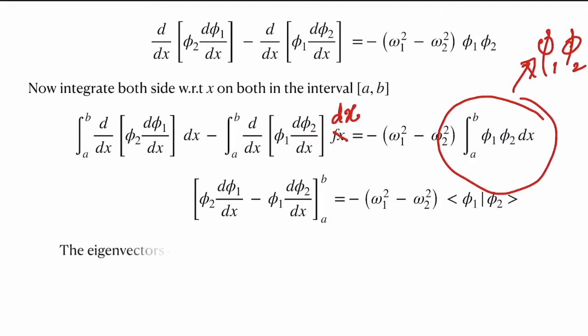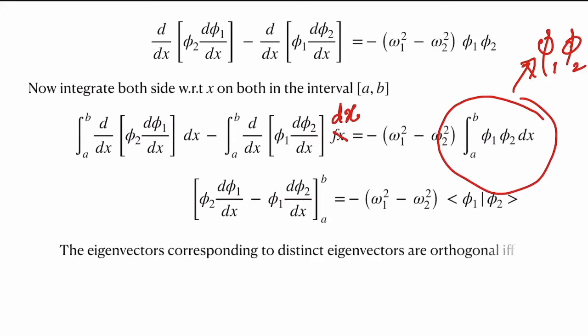So this is a dot product between the functions phi 1 and phi 2. We have seen earlier in the case of matrices, eigenvectors corresponding to distinct eigenvalues are orthonormal. In this case, however, we see that it is not zero. We get a term which we need to somehow get rid of.